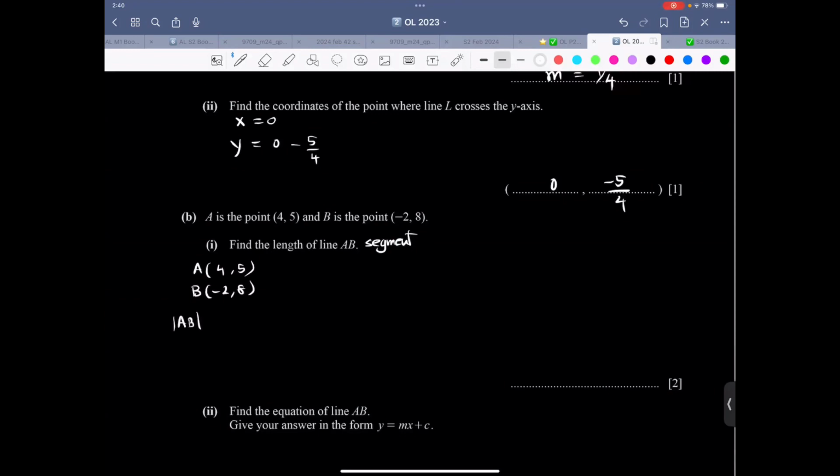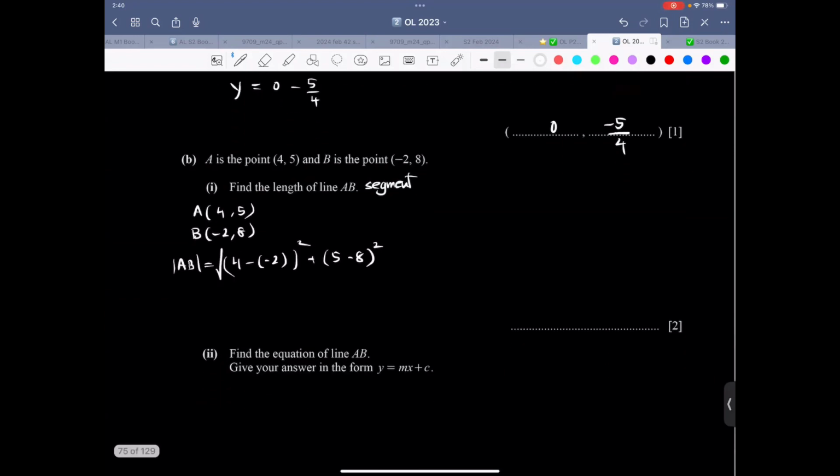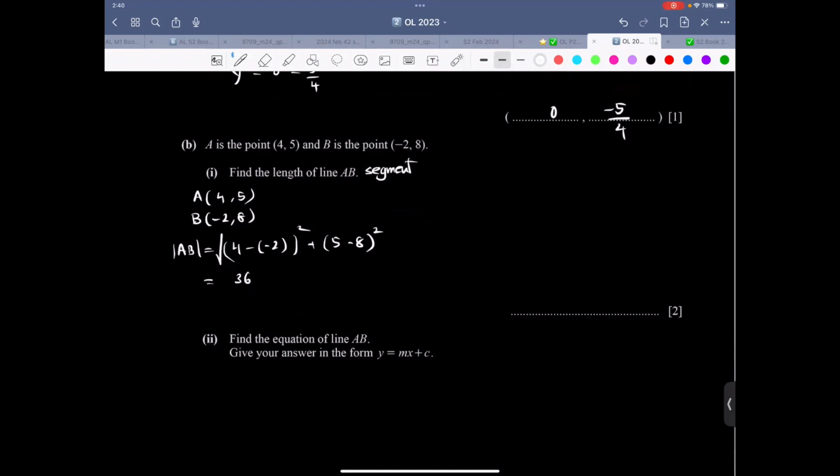AB is the square root of (4 minus -2) whole squared plus (5 minus 8) whole squared. So 6 squared is 36. And negative 3 squared is 3 squared, which is 9. 36 plus 9 is 45. So square root of 45, that is one answer that you can write. So square root of 45 is the exact answer. And I think that is perfect.